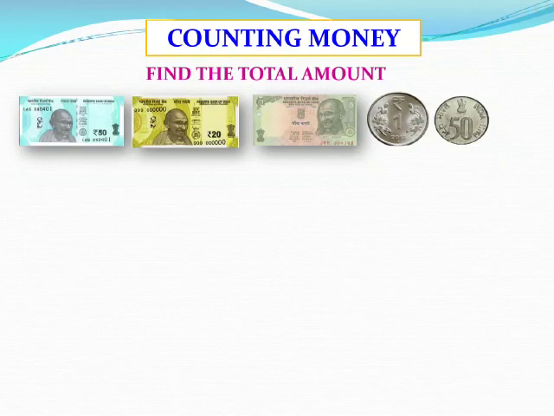Okay children, so 50 rupees plus 20 rupees, how much? 5 plus 2 is 7, so 50 plus 20 is 70 rupees. Now plus 5, 70 plus 5, 75 rupees. Plus 1, how much? 75 plus 1 is 76. Now 50 paise only, plus 50 paise. Now we got rupees 76, and 50 paise. So what is the total amount now? Rupees 76.50. Now let us move to the next question.